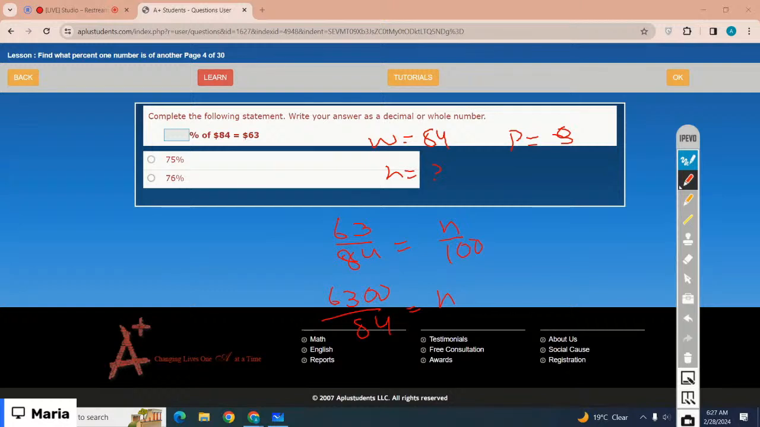So that is... hold on, 6300 divided by 84. The correct option is 75%, right? Option number 1 is the correct option, that is 75%.